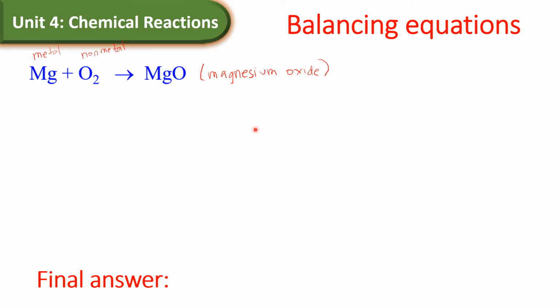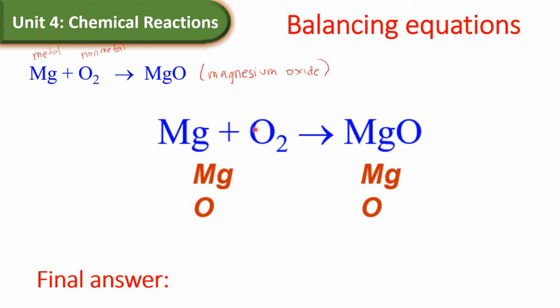So the first thing you're going to do is to write the elements that can be found on the reactant side and write also the elements that you can find in your product side. So just like this one. This arrow here will separate the reactant and your product. So you have here Mg and O for the reactant, Mg and O for the product.